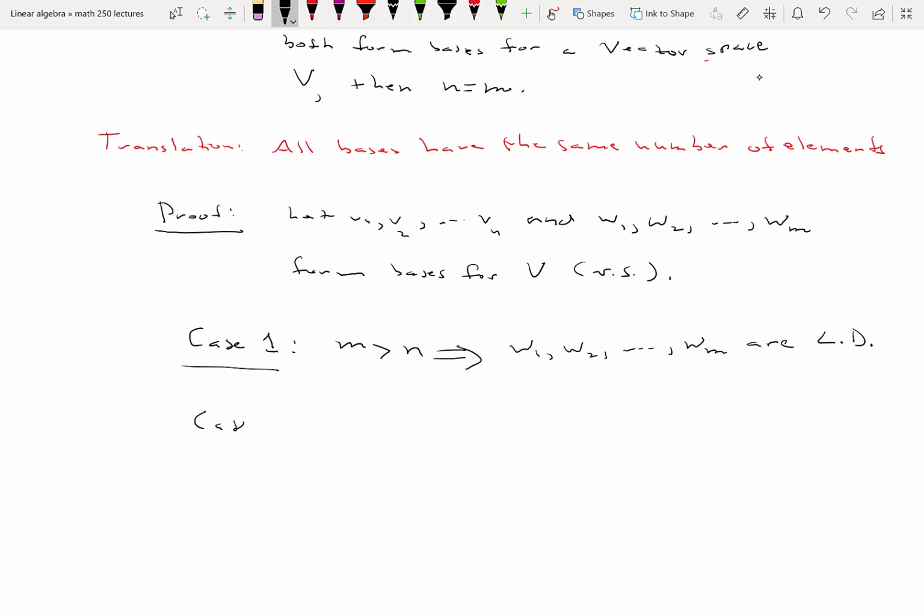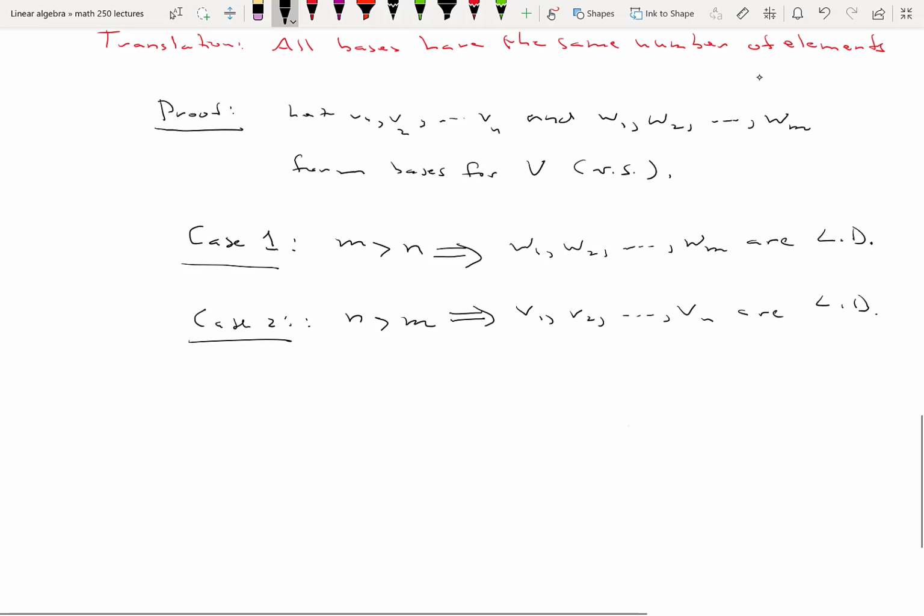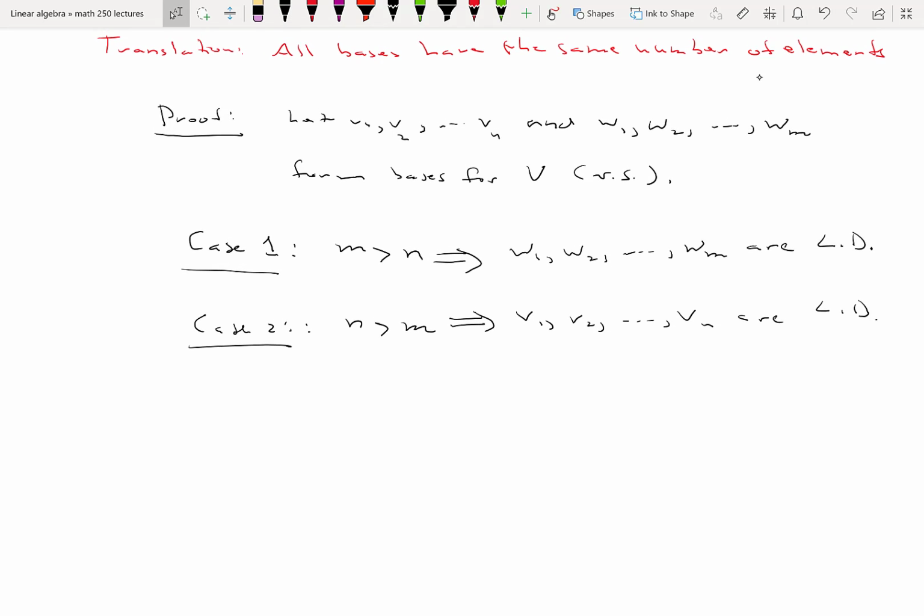So the next case, case 2, is that n is more than m. That there are more v's than w's. Well, that implies that v1, v2, all the way up to vn are linearly dependent. Both of these cases are a direct result of Lemma 2.8. And that would be impossible because we're assuming that v1 to vn form a basis, and half of the definition of basis is that they're linearly independent.